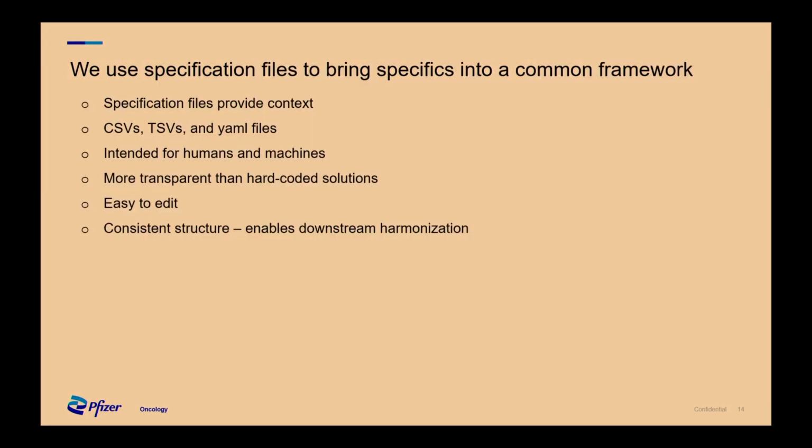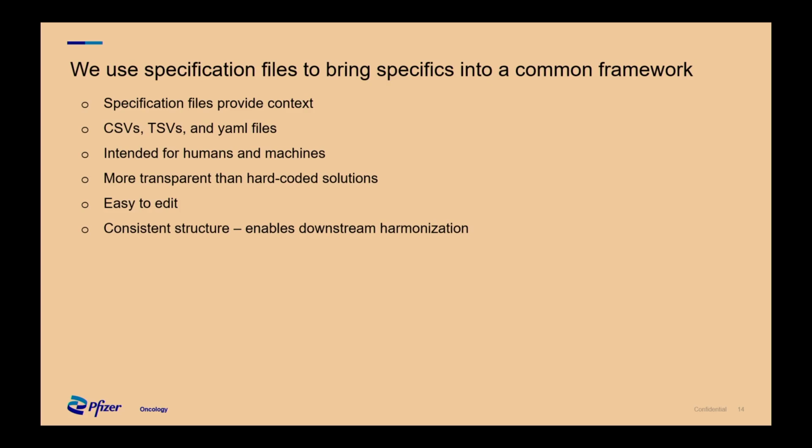We use specification files to bring these study-level specifics into our common framework. These files are really just providing context, so specifics to the data set that we want to bring in. These could be CSVs, they could be TSVs, they could be YAML files. Sometimes we use all three. They're intended both for humans to use as well as machines to use, and they're really just more transparent than hard-coded solutions.